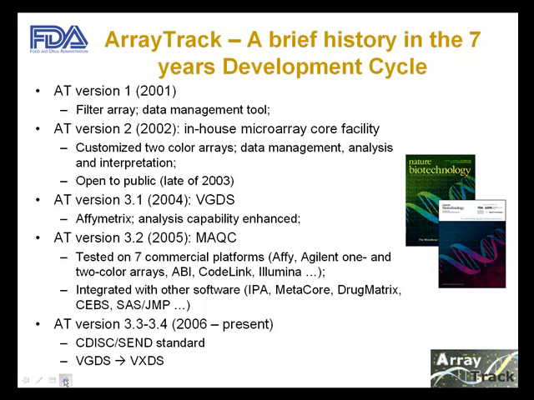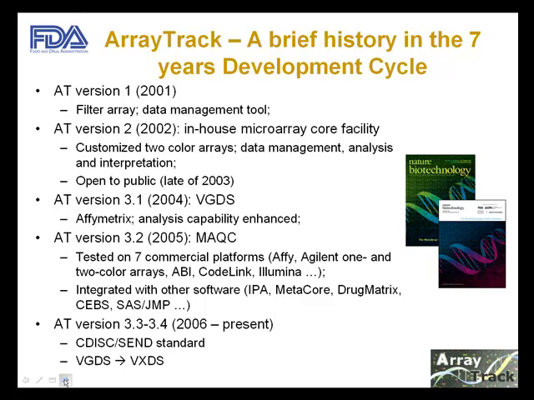ArrayTrack has a 7-year history behind it, and during these 7 years it has experienced tremendous growth. When the first version came out in 2001, it was just an in-house data management tool mainly for filter arrays. In 2002 we came out with version 2, which was able to handle customized 2-color arrays as well, and in late 2003 ArrayTrack was made open to the public.